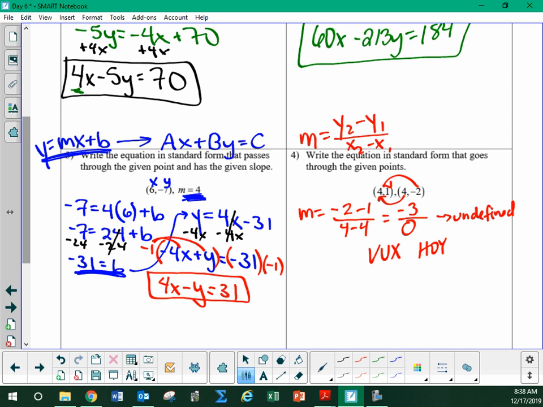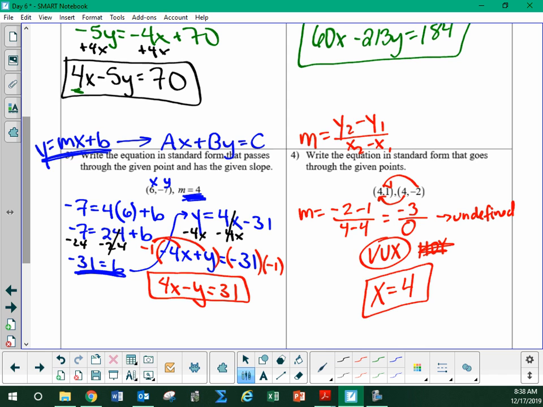VOX. Okay. So VOX means it's a vertical line with undefined slope, and our equation is just x equals. So we just have x equals, and our x value is 4. There's no y, so you don't have to worry about it. Wait, we're done. I have my x on the left. There's no y to have on the left. I have my constant on the right.